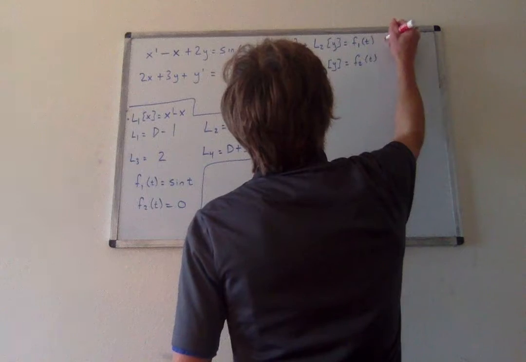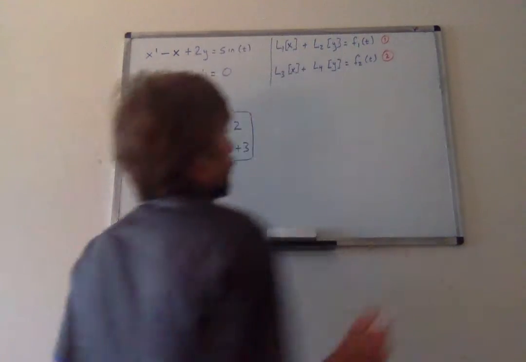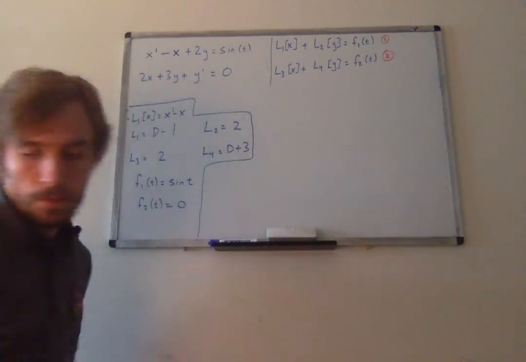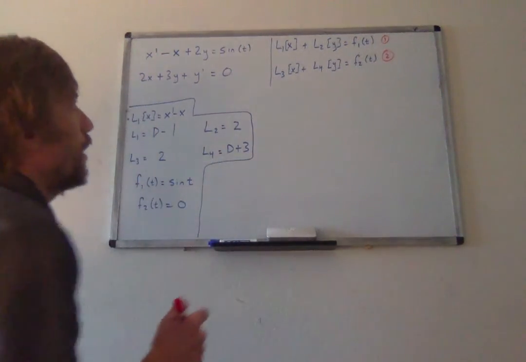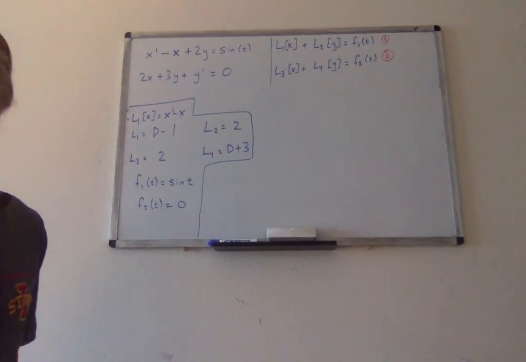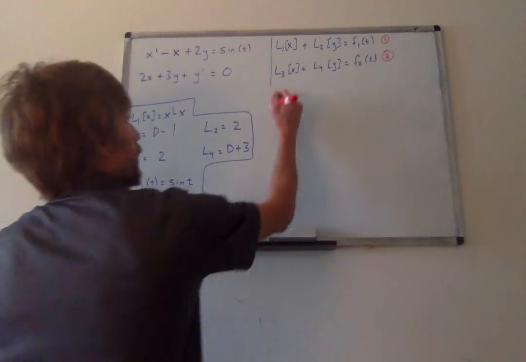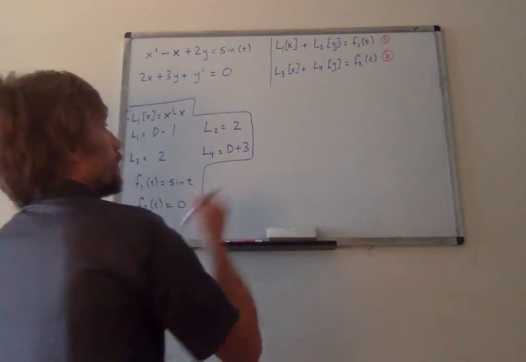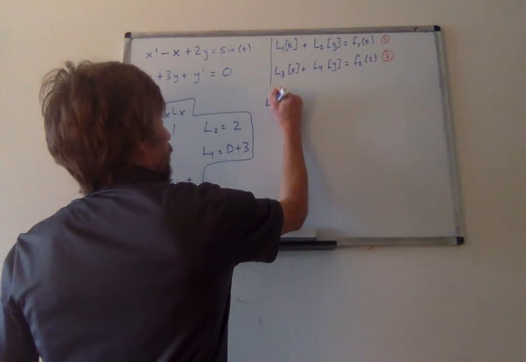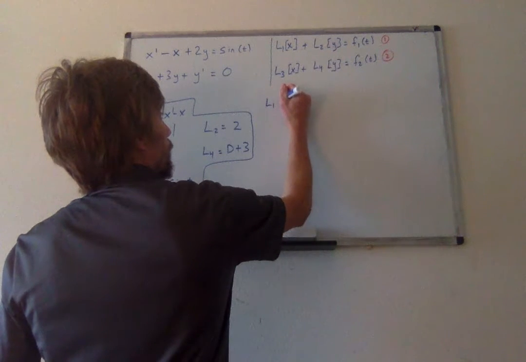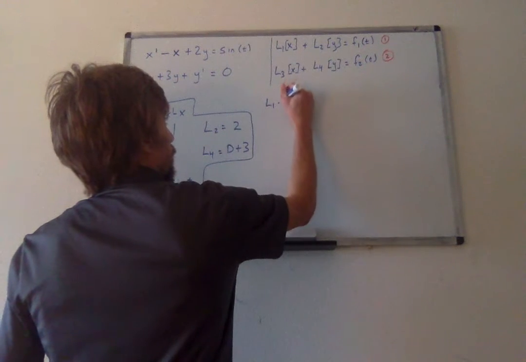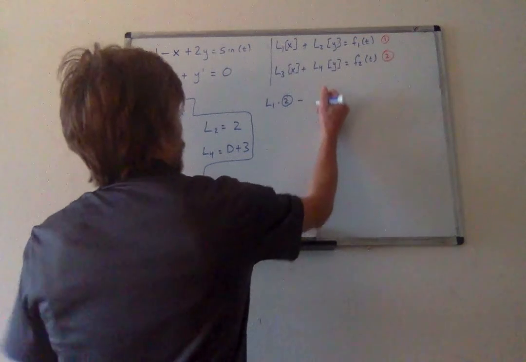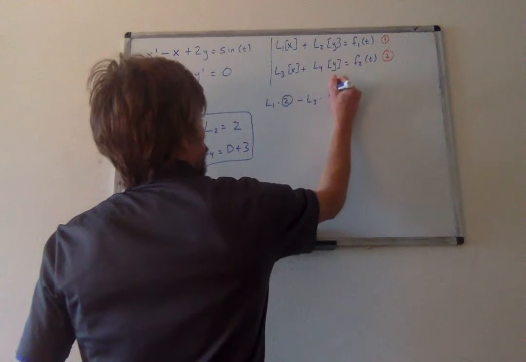All right, so how are we going to do this? So I'm going to call this equation 1 and that equation 2. And I'm going to calculate, I want to make sure I get this right, L1 times equation 2, sorry, L1 times equation 2 minus L3 times equation 1.